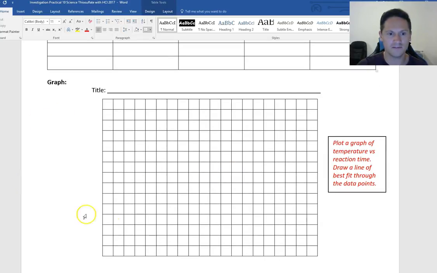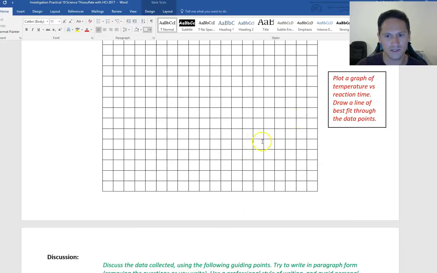Now with your graph, you want to have temperature here and you want to have reaction time here. Usually it's dependent variable, independent variable, but for a temperature time graph, you always have temperature on the y-axis because I guess a thermometer usually looks like that, and then your reaction time on the bottom. That's just the way that it's done, so we'll stick to that.